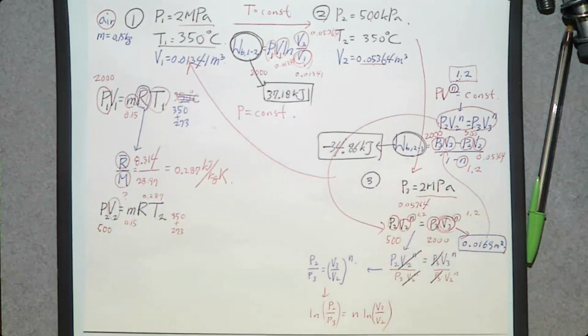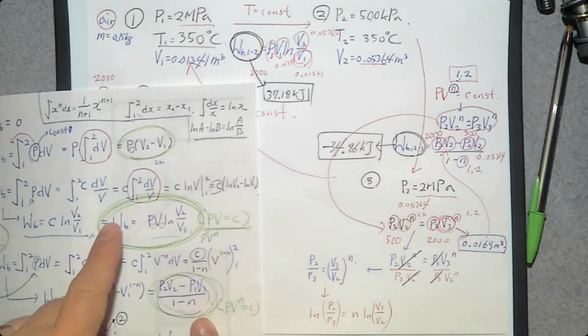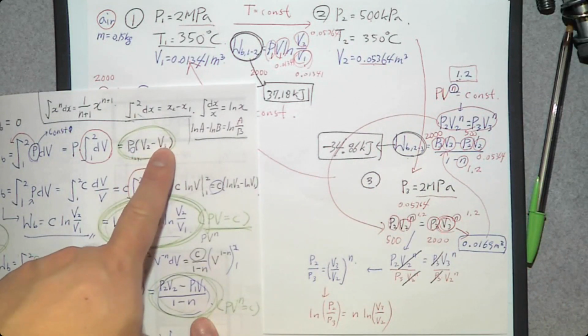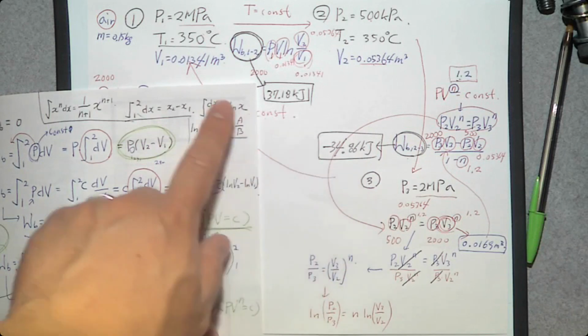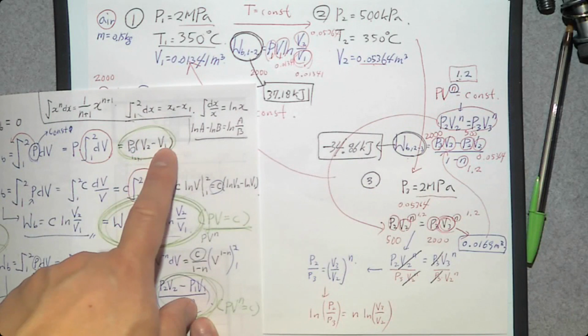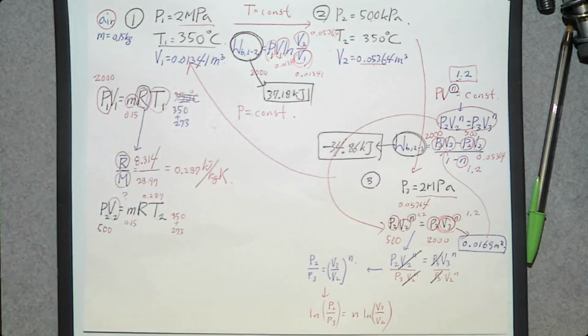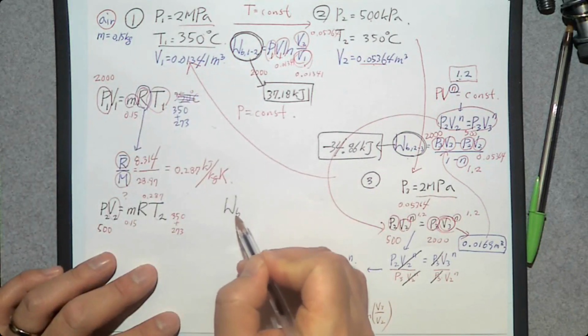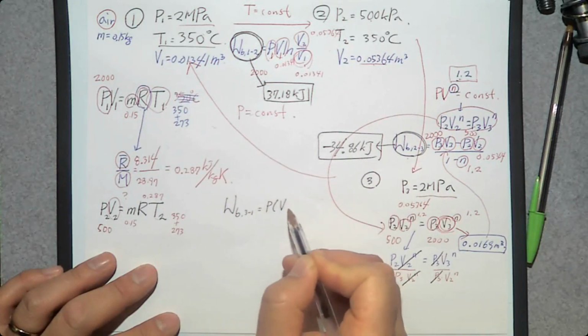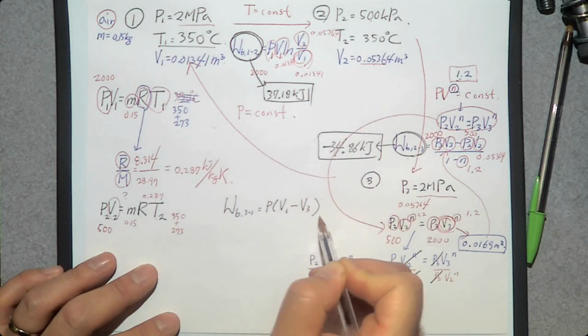The last one, between 3 and 1, that's a constant pressure process. When you have a constant pressure process, how do you determine moving boundary work? Here, pressure times V2 minus V1 between 1 and 2. This one is 3 to 1. So it's going to be P times V1 minus V3. Moving boundary work between 3 to 1 is going to be P times V1 minus V3.